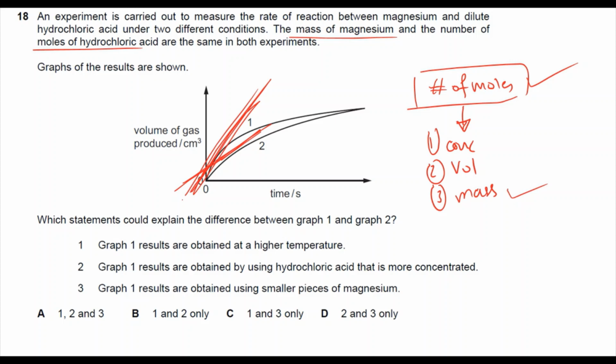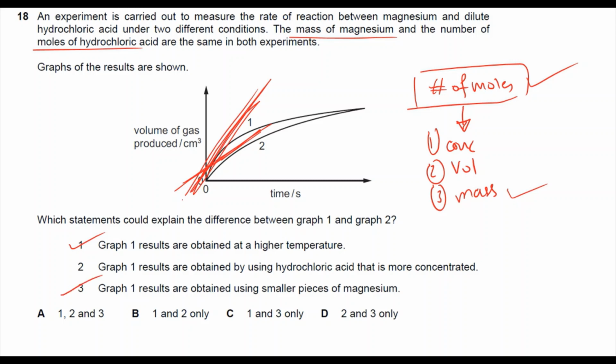1. Graph 1 results are obtained at a high temperature. Increasing the temperature does increase the rate and it has no impact on the total volume of gas produced. So 1 is correct. 2. Graph 1 results are obtained by using hydrochloric acid that is more concentrated. That's a tricky one. I'll come to this one later. 3. Graph 1 results are obtained using smaller pieces of magnesium. So I hope you guys know that the more the surface area, the faster the rate, and it does not alter the total amount of product formed, so it's correct.